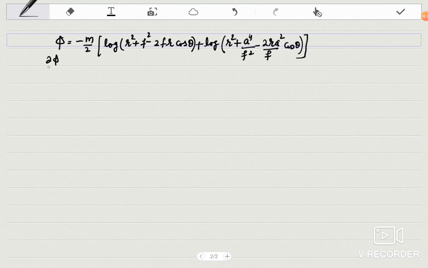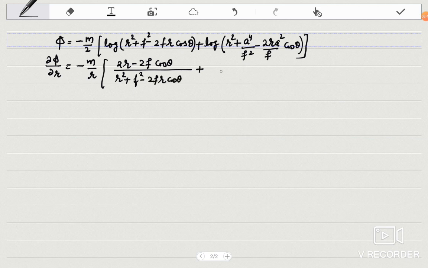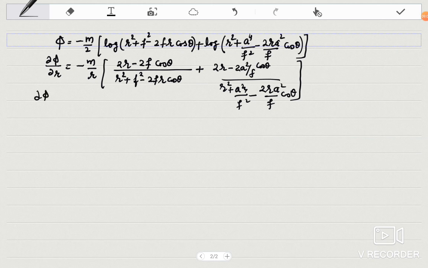From here we can calculate delta phi by delta r: minus m upon [twice r minus twice f cos theta over r square plus f square minus twice f r cos theta, plus twice r minus twice a square upon f cos theta over r square plus a to the power 4 upon f square minus twice r a square upon f cos theta]. Now we are saying that delta phi by delta r is 0 at r equal to a. So we will find what is delta phi by delta r at r equal to a.